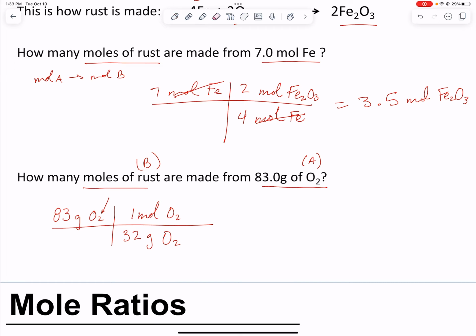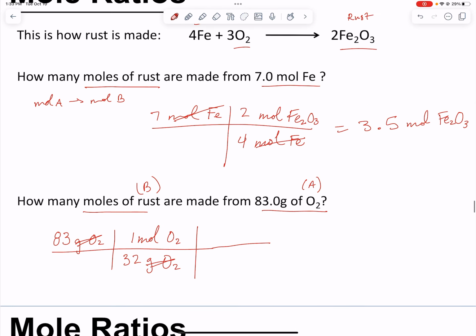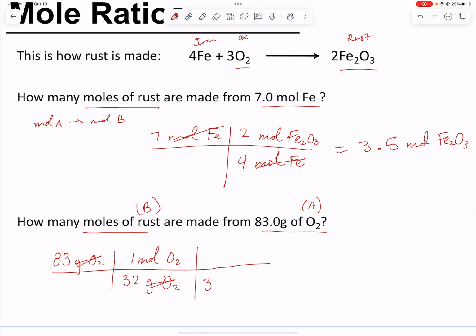So because oxygen, again, is a diatomic, we've got to factor in the mass of 2 oxygen atoms. So now grams of O2 cancel, and we've converted to moles of O2. Now how do we go from moles of O2 to moles of rust? That is a mole ratio. So for every, according to the coefficient, 3 moles of O2, we'll get 2 moles of Fe2O3.